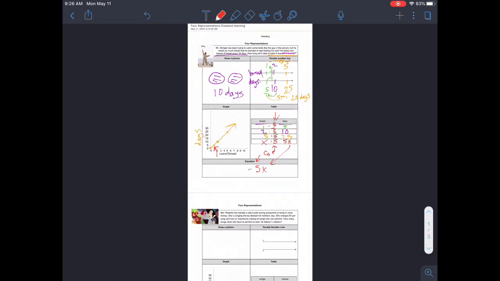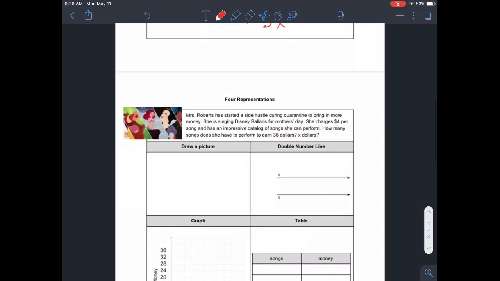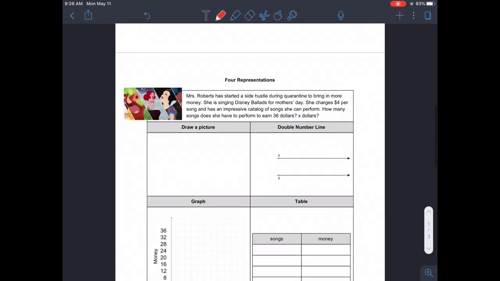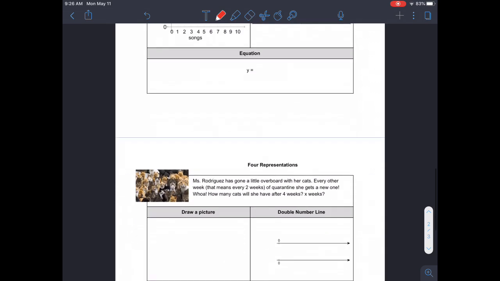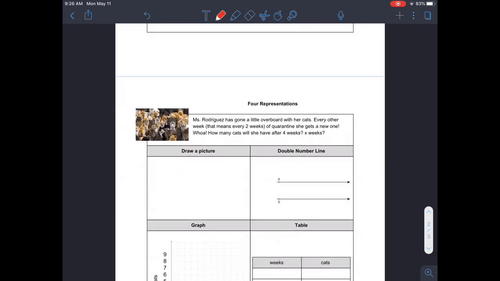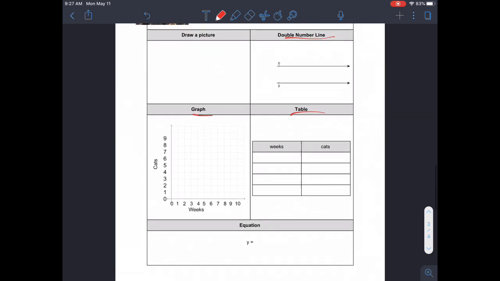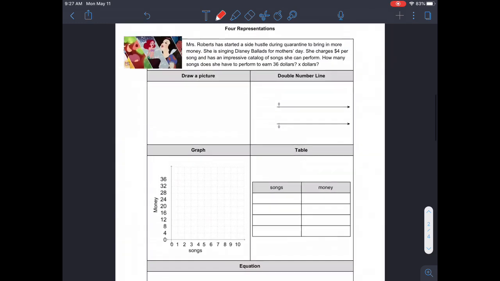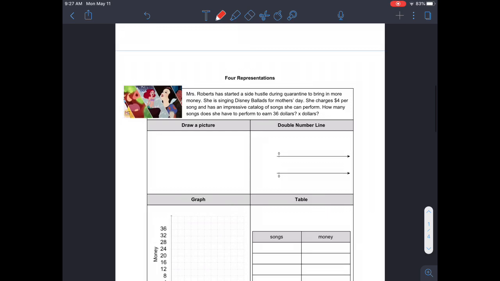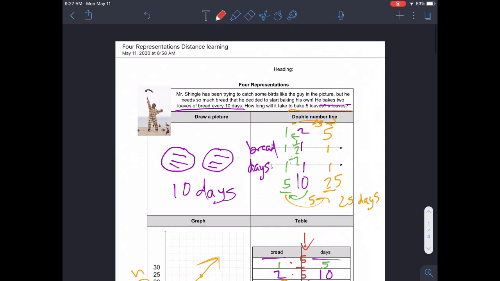Now you've got 2 more problems. One about Mrs. Roberts singing songs for Mother's Day to try to earn some more money. And then one for Ms. Rodriguez about getting some cats. Draw a picture, fill in a double number line, graph, table, and write that equation. We got 2 more problems to do. If you have any questions, reach out. Let me know. I'm happy to help you.